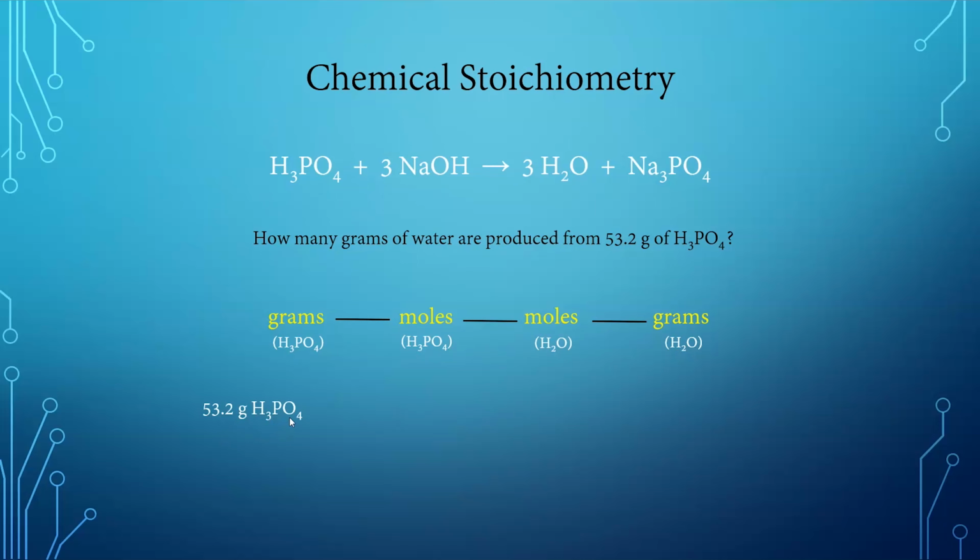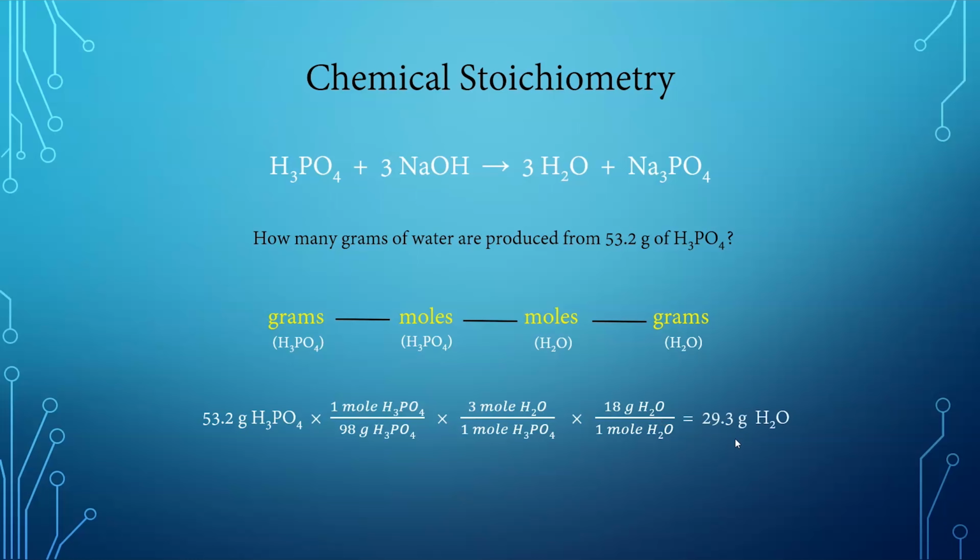Once again, we'll start with our grams of phosphoric acid, convert that into moles. Then we will go to moles of water per mole of phosphoric acid, and finally we'll change the moles of water into grams using its molar mass, and we end up with 29.3 grams of water. We could do another calculation if we wanted with the sodium phosphate. You can pick any two things out of the reaction.